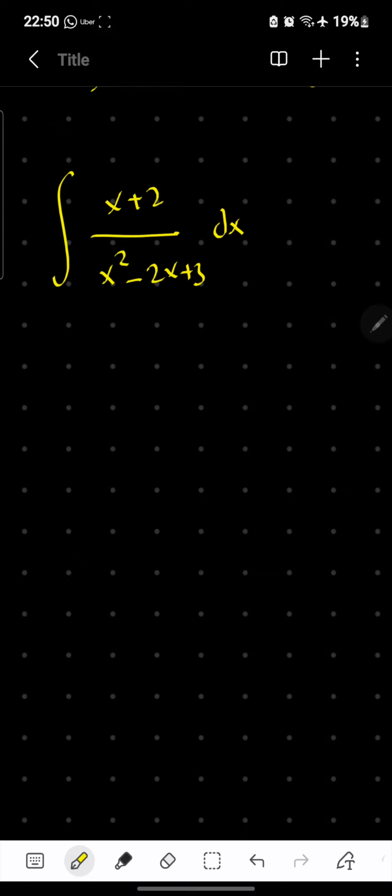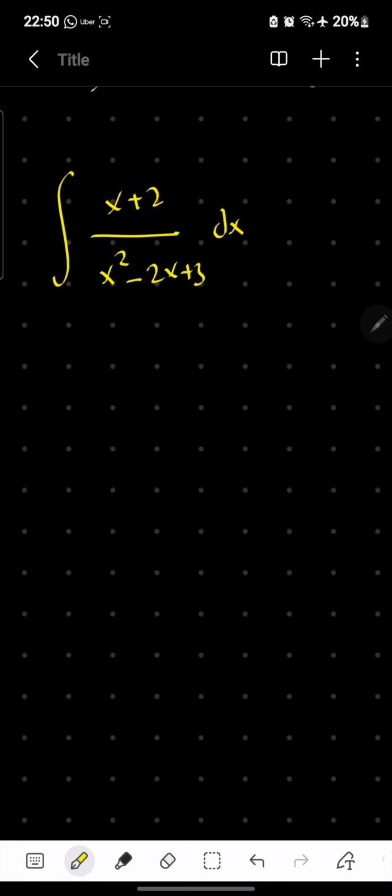This one, can we use partial fraction decomposition or not? The integral of 1 over x squared minus 2x plus 3 dx. No, we cannot use partial fraction decomposition because the denominator cannot be factorized. We don't have two numbers whose multiplication is 3 and summation is 2. We don't have this. We cannot factorize the denominator.